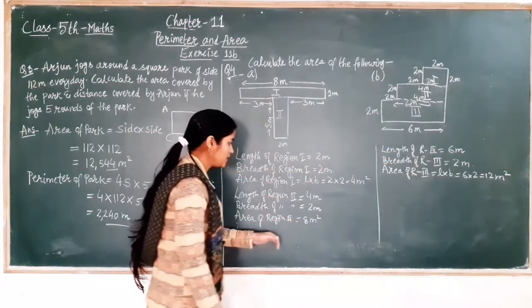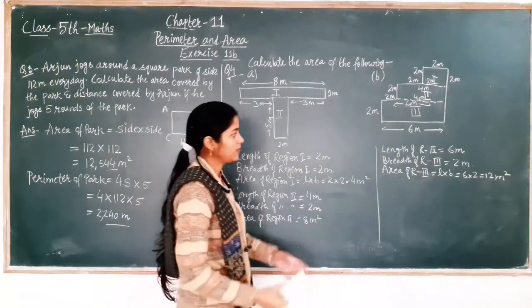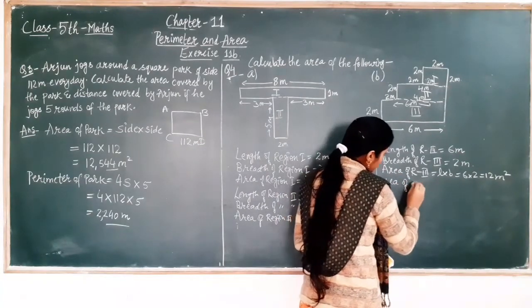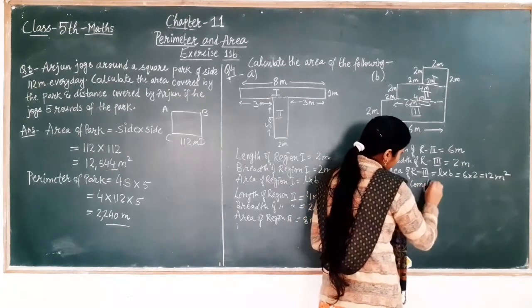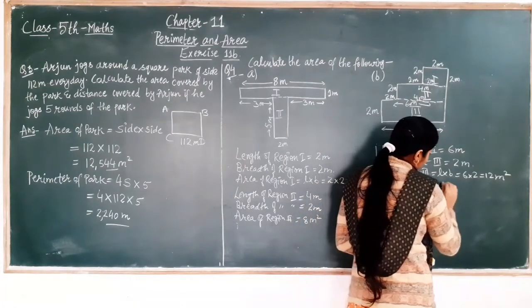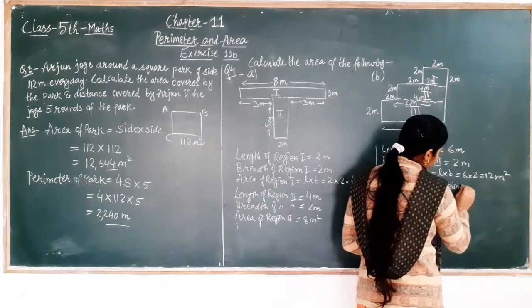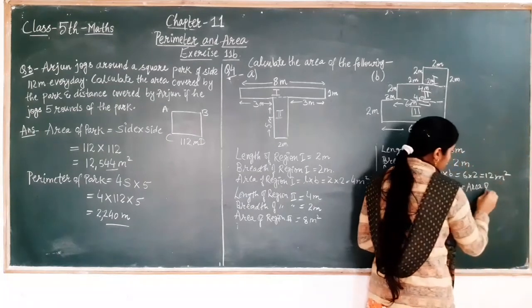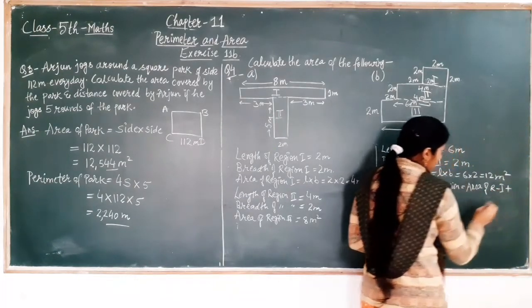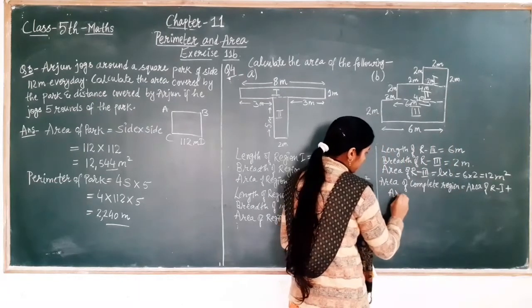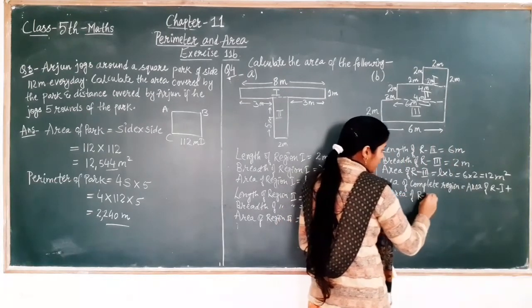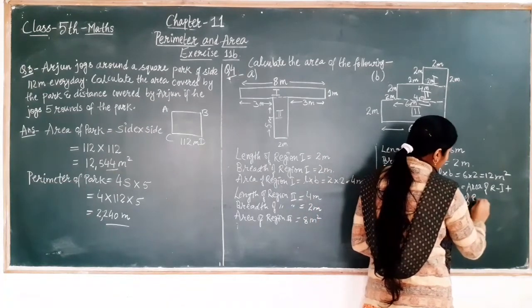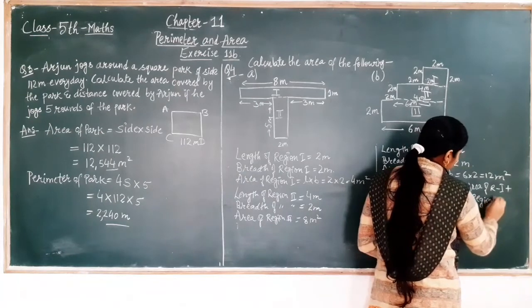So now we will add all the areas of all the regions and we'll get the area of the whole region. So area of complete region is equal to area of region 1 plus area of region 2 plus area of region 3.